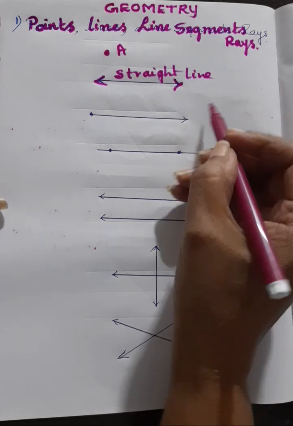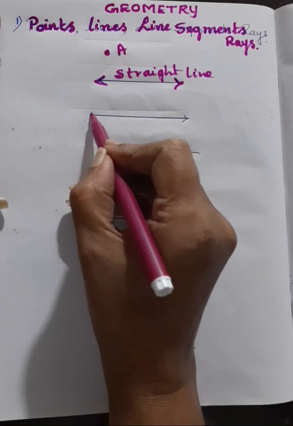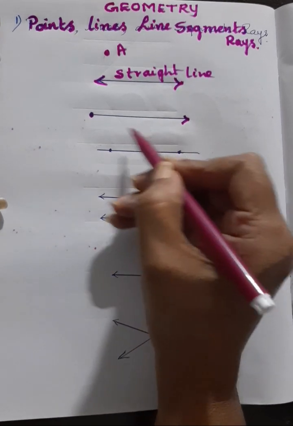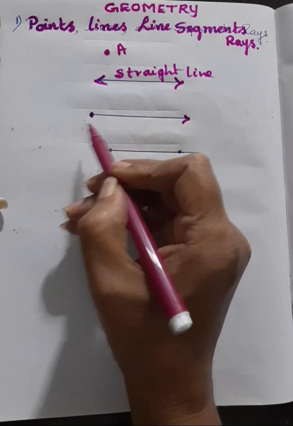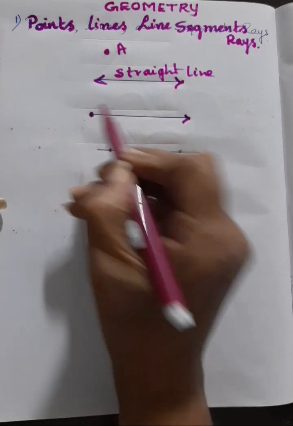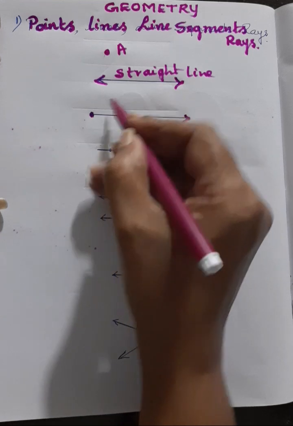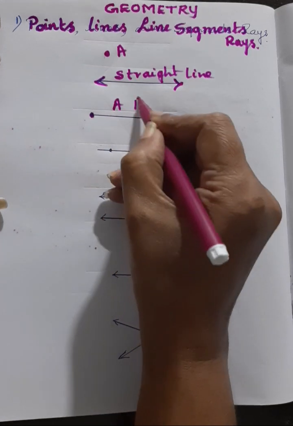Understood? Then next one is ray. A ray means a line with one point. This is a line with one point. We call it a ray.